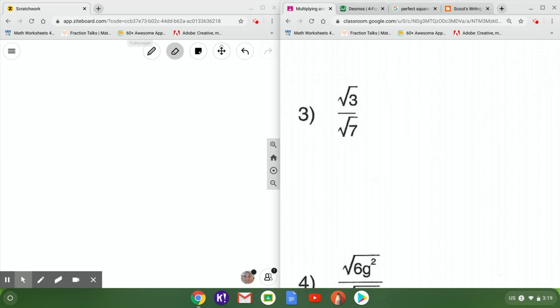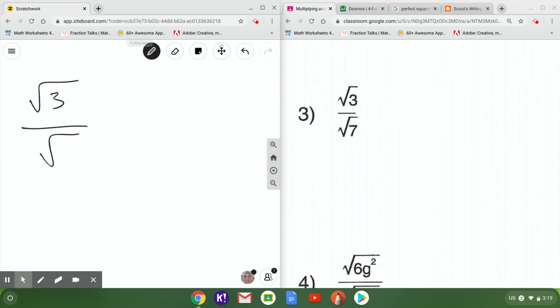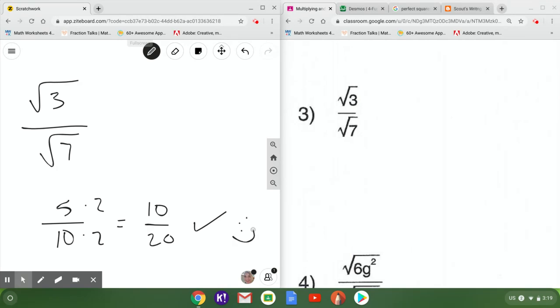So the way we're going to get rid of that is, since whatever you multiply on top, you have to do to the bottom to keep it the same. For example, if I did 5/10, you could times this by 2 and it stays the same, right? Everyone agrees that this is true? I'm supposed to see a happy face. So we're going to use that same idea.